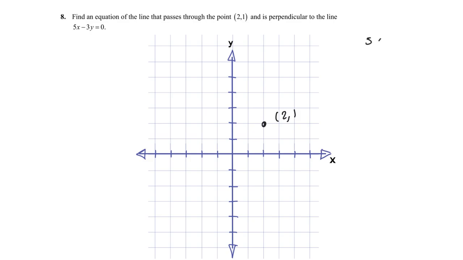The line 5x minus 3y equals 0 is the line where 5x is 3y, the line when y equals 5/3 of x. What is the slope of this line? It's 5/3. So it means that in the y direction you go up 5 meters and you move 3 meters to the right.